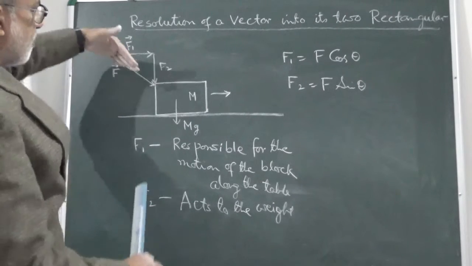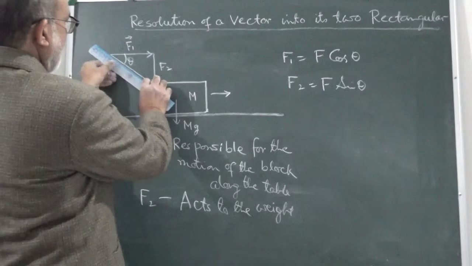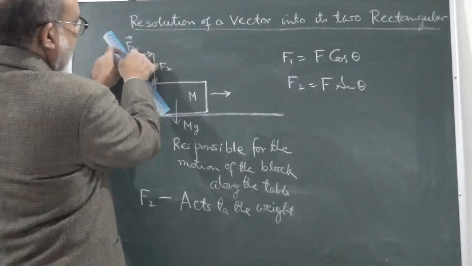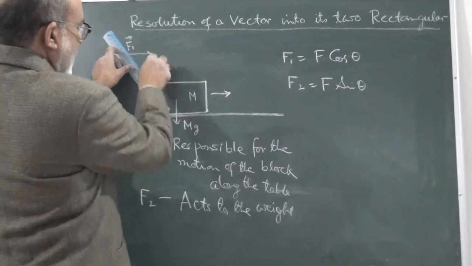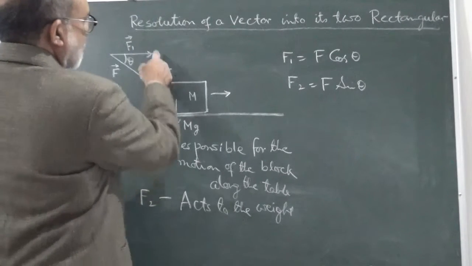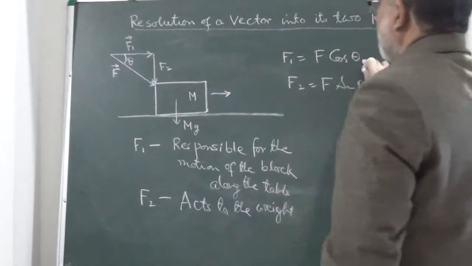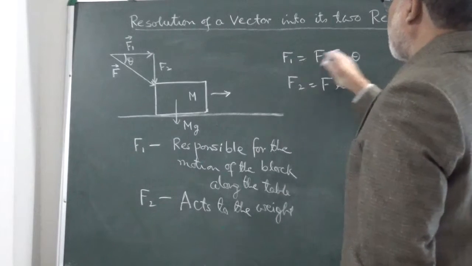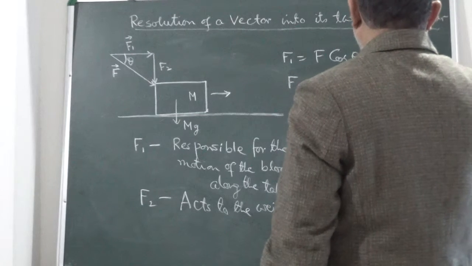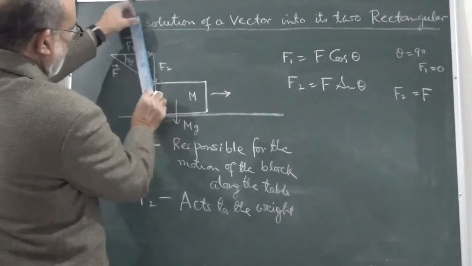It means if the direction of the force changes so that the angle increases, the F1 component, which is responsible for the motion, decreases, and the F2 component, which adds to the weight, increases. If you make it 90 degrees, only this component remains. If theta is 90, cos 90 is 0, so F1 will be 0 and F2 will be equal to F. So all the force F is acting along this direction.